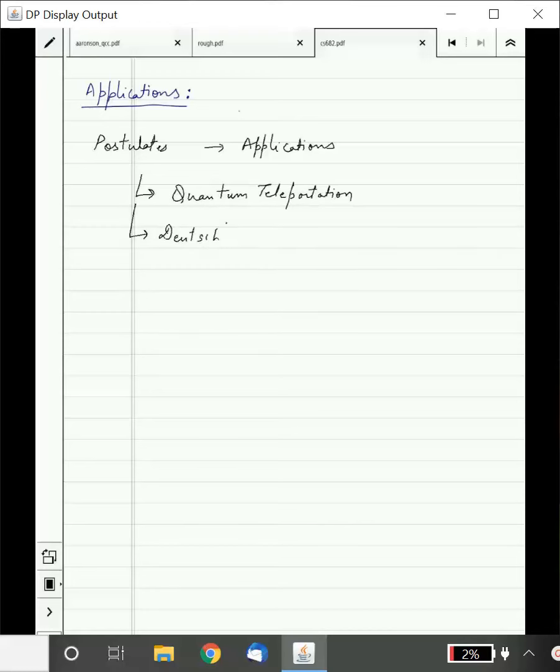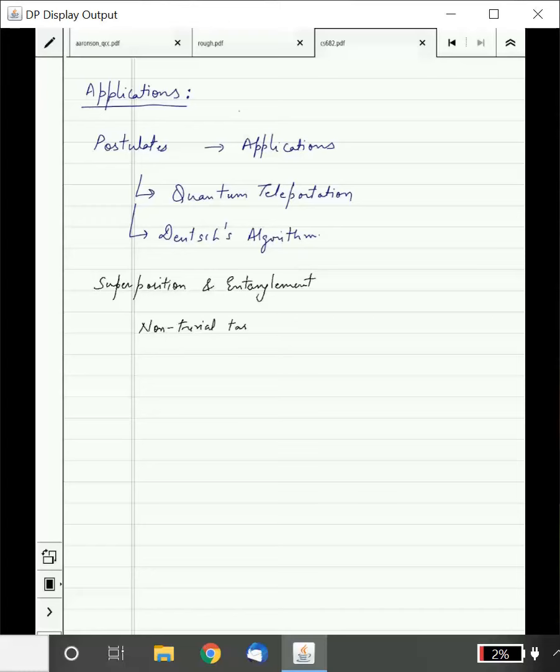Both of these will in some sense show the power of the two key properties, superposition and entanglement. And we will see that quantum computing can do non-trivial tasks. When I say non-trivial task, I mean things which cannot be done by a classical computer.